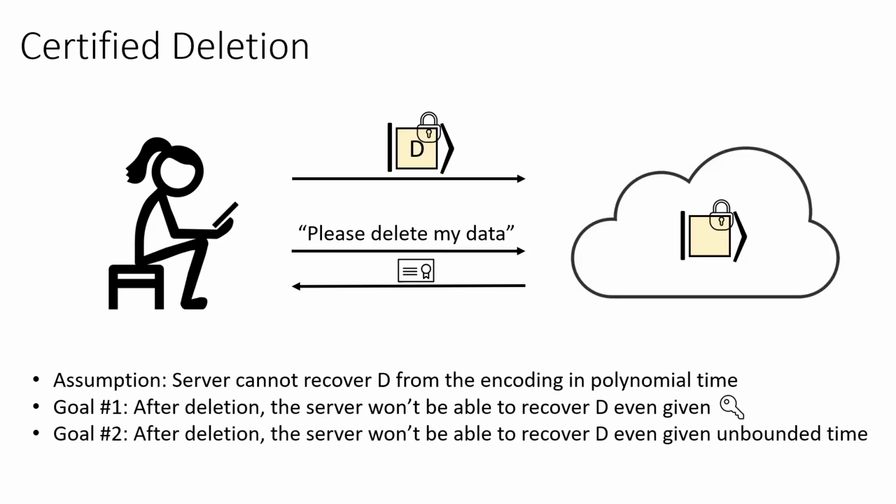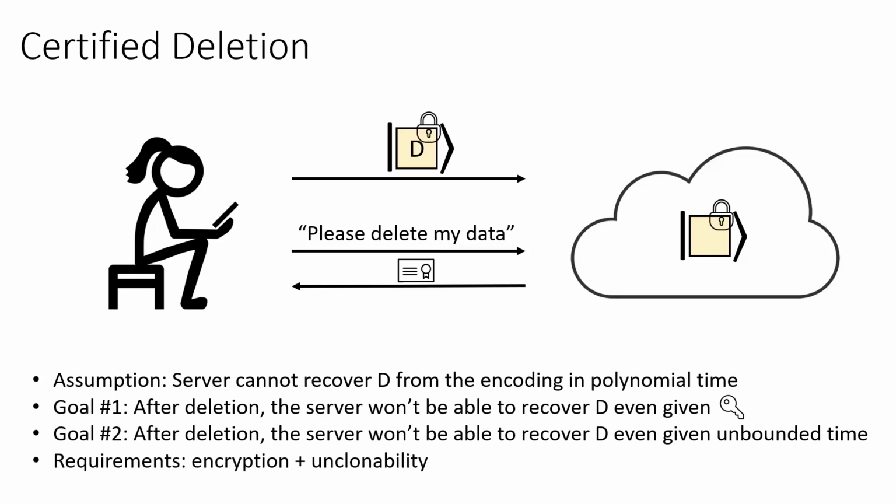Another way to formalize this in some cases, which is even stronger, would be to say that, after deletion, maybe we'll just allow the server to have unbounded resources, run at unbounded time. And even then, they won't be able to recover D. So this is saying that D is now information theoretically removed from their view. And so in cases where, for example, with this encryption scheme, you can determine what the secret key was given unbounded time. And of course, the second goal strictly generalizes the first.